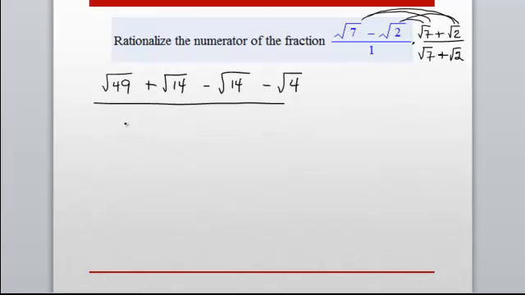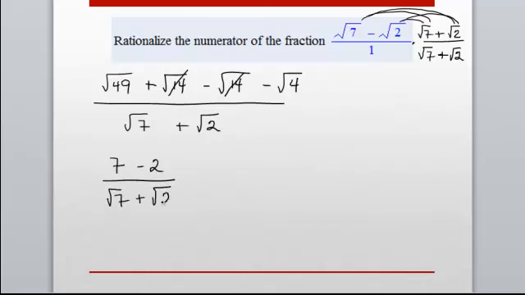So we get square root of 7 plus the square root of 2. So back to the numerator. We have the square root of 49. Square root of 14 minus square root of 14 is 0. And square root of 4 is 2. Seven minus 2 is 5.